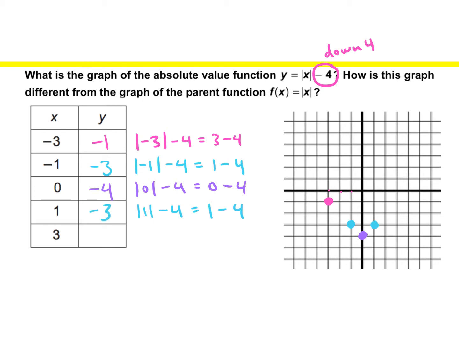And then I have 3. What's the absolute value of 3? 3. And what's 3 minus 4? -1. So I go to the right 3, down to -1. And then just connect my dots. That's my graph. So notice how my graph has the same shape. I just shifted it down 4, which before I even plotted my points, I knew it was just going to go down 4 because that's what transformation's happening here.